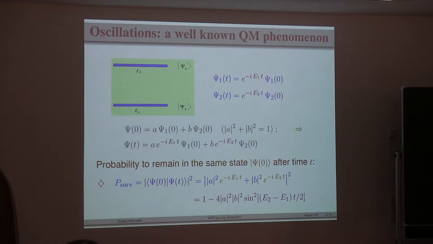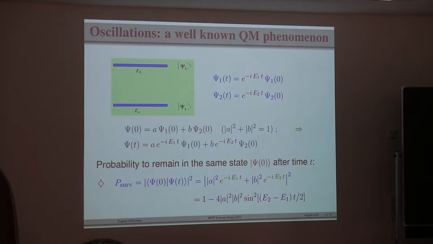state, actually, the evolved state will remain in the same state as the initial one, we have to project the evolved state onto the initial one and take the square modulus according to the rules of quantum mechanics. And you immediately see that this probability will oscillate with time. It's given by A square modulus times exponential factors, this one, plus B square times another exponential factor. Or we can rewrite it using the normalization condition for A and B in this way.